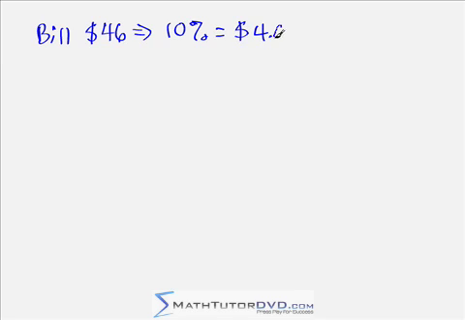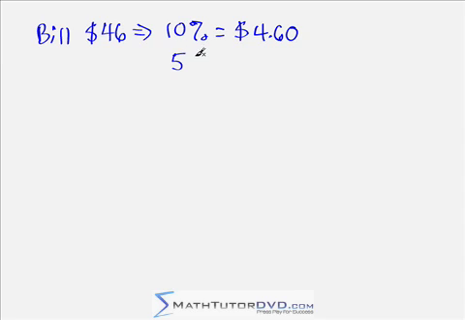All right, now what if you had a bill of $46 and you wanted to calculate a 15% tip? So first, we take a 10% tip. What's that going to equal? Quickly in your head, $4.60. Just move the decimal. That gives us $4.60.